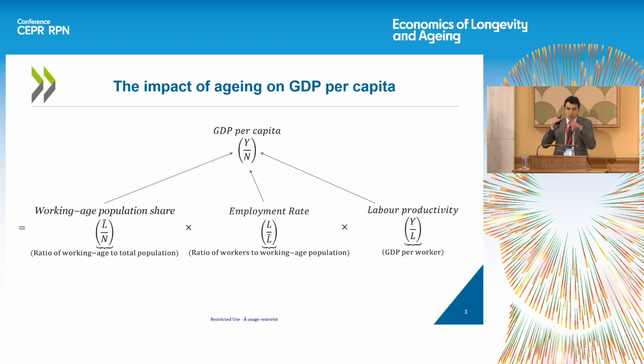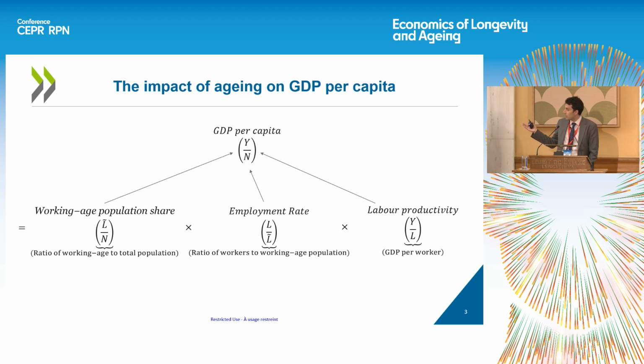To think through how aging affects GDP per capita growth, it's useful to start from a simple decomposition of GDP per capita into three underlying terms, each of which can potentially be affected by population aging. The first term is the working age population share, that is the ratio of the working age population to the total population. That is a purely demographic term and is directly affected by population aging.